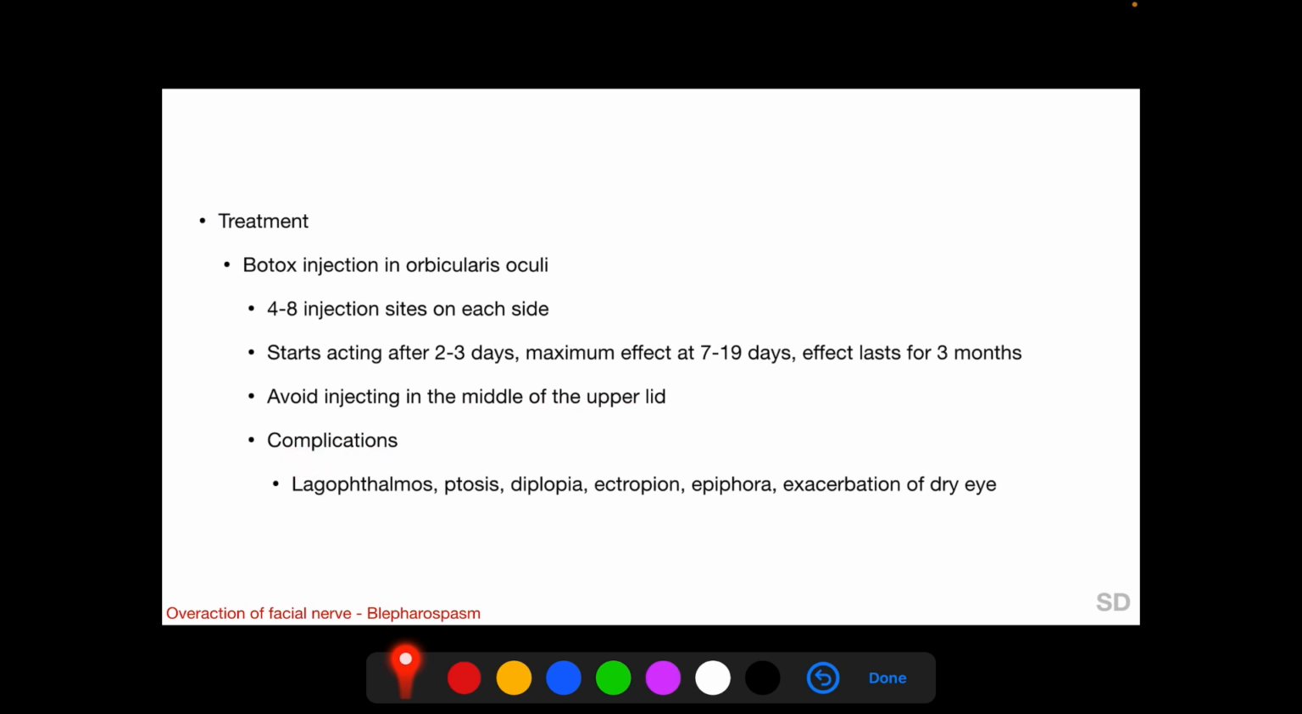Complications include lagophthalmos due to underaction of the orbicularis oculi, ptosis due to underaction of levator palpebrae superioris, diplopia due to underaction of the extraocular muscles, ectropion, epiphora and exacerbation of dry eye. So dry eye is a relative contraindication of Botox injections.